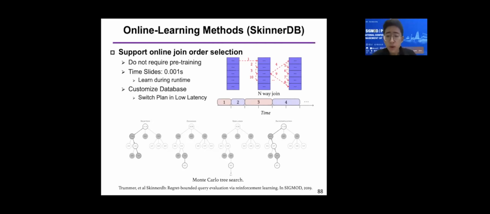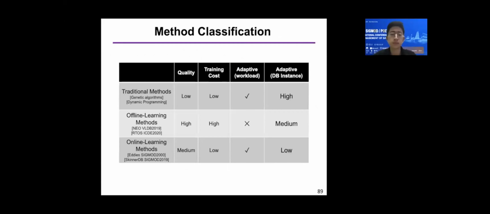And SkinnerDB divides the query execution into many small time slices, and in each slice, it chooses one join order to execute, using the real performance of a join order in the time slice. SkinnerDB changed the Monte Carlo tree search to get a better join order selection. And finally, SkinnerDB merges the tuples produced in each time slice to generate the final results.